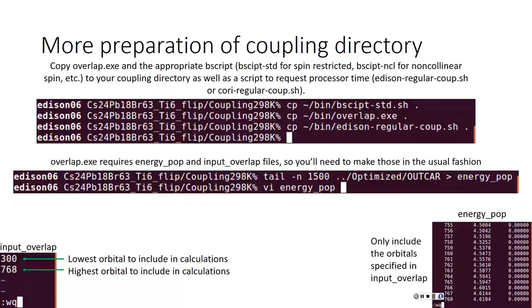So after you've done that, you're going to need the scripts in this same directory. These are all in the bin. You're going to need overlap.exe for sure. You're going to need whichever B script is relevant to what you're trying to do. So standard would be for spin restricted, NCL would be for non-collinear. I think there's like one or two other ones in there. And then you're going to need a script that will actually request your processor hours. So you need to make INCAR and an energy pop, or sorry, input overlap and energy pop for the overlap script. Those are just the same as they usually are.